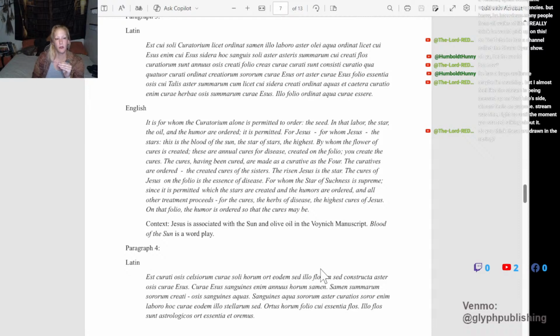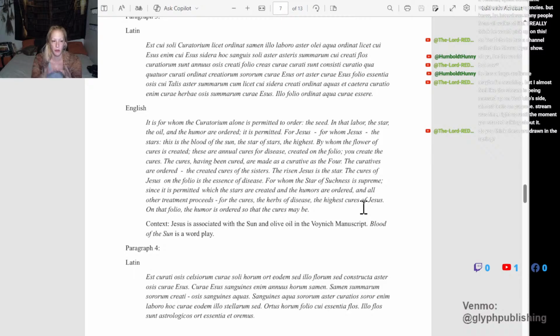It is for whom the curatorium alone is permitted to order it, the seed. In that labor, the star, the oil, the humor are ordered. It is permitted. For Jesus, for whom Jesus, the stars, this is the blood of the sun, the star of stars, the highest, and by whom the flower of the cures is created. These are annual cures for disease, created on the page. You create the cures, and the cures, having been cured, are made as a curative as the 4, meaning the 4 humors. The curatives are ordered or arranged.